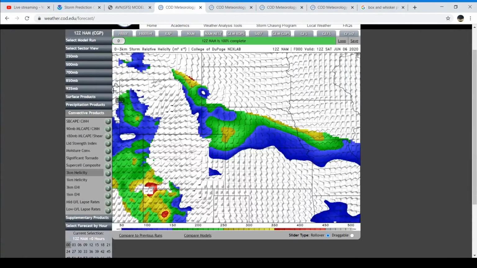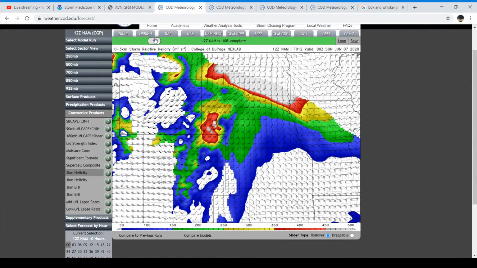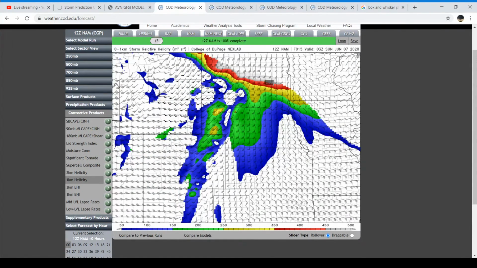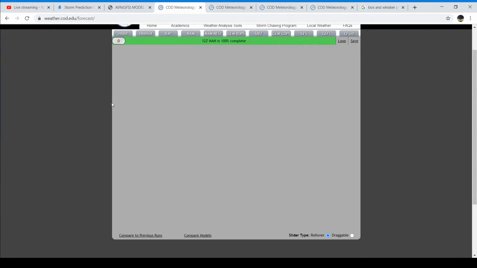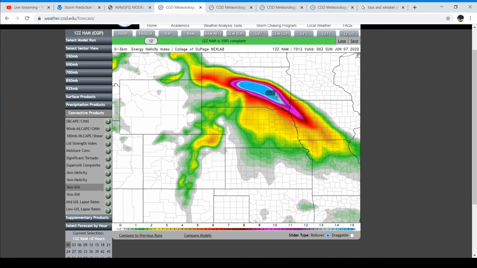But we're going to look at the helicity. As we saw, the helicity values have been really high through this region. Let's see how our lower helicity values are doing. We can still see some really high helicity. We'll look at the 3 kilometer energy helicity index. As we can see, we got a large plume of energy helicity through this area.